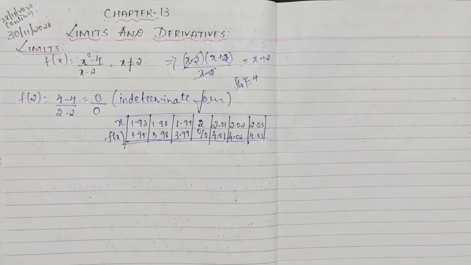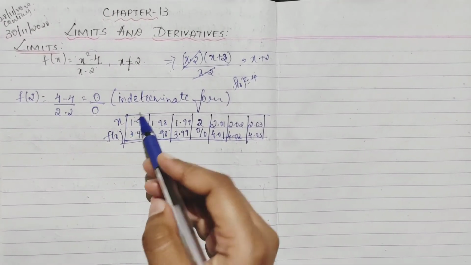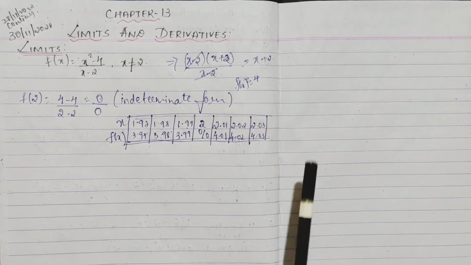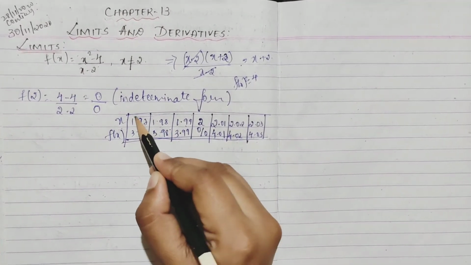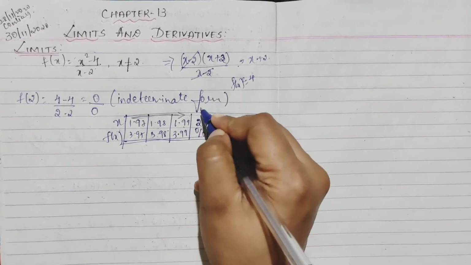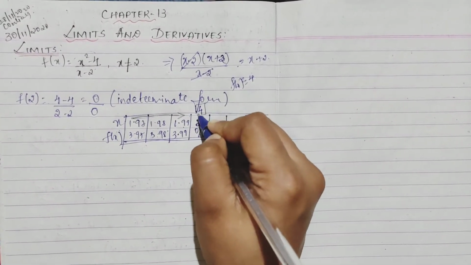Now see here, when you are approaching from the negative side, from your left hand side, you can see what you are getting. At 2, you are approaching towards 4.